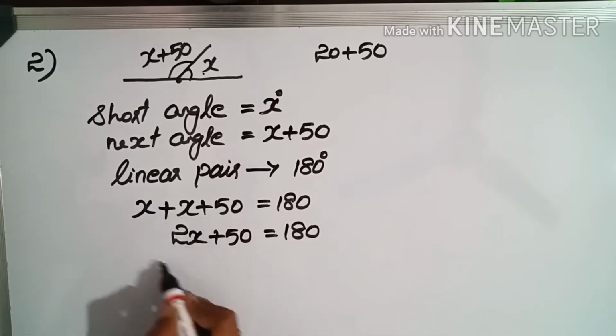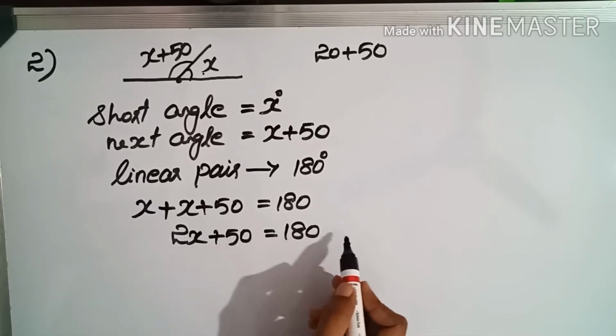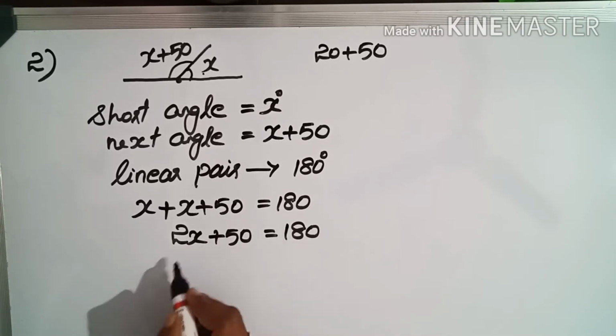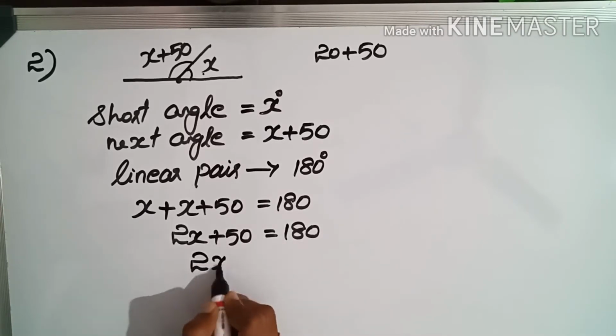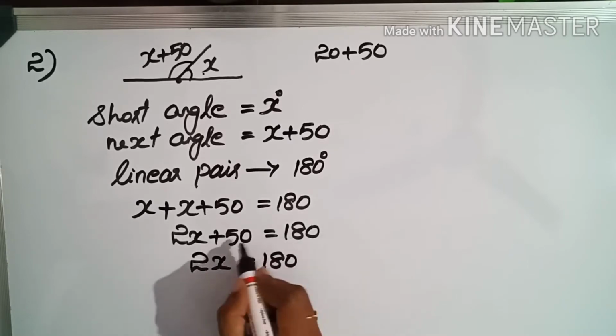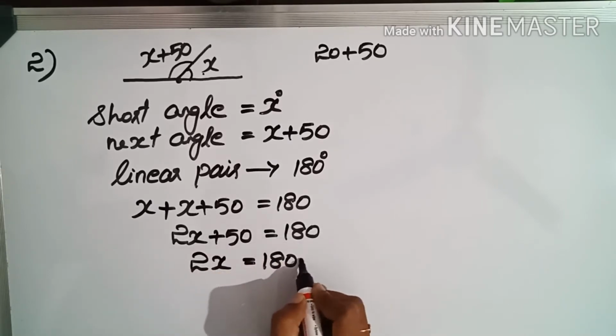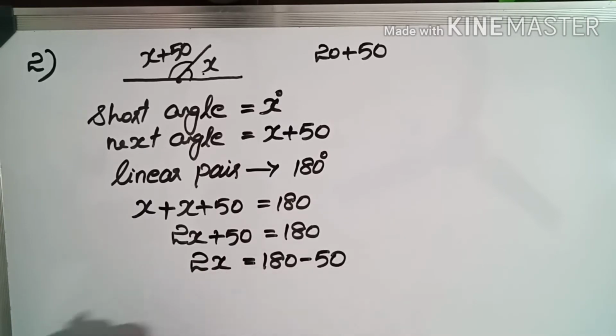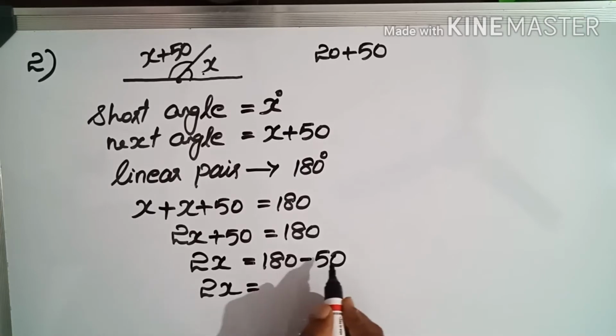Now keep 2x here. Take this plus 50 to the other side, one by one. So keep 2x here equals 180 and the plus 50 comes to this side, so it will be minus 50. That means 2x equals 180 minus 50. The answer is 130 degrees.